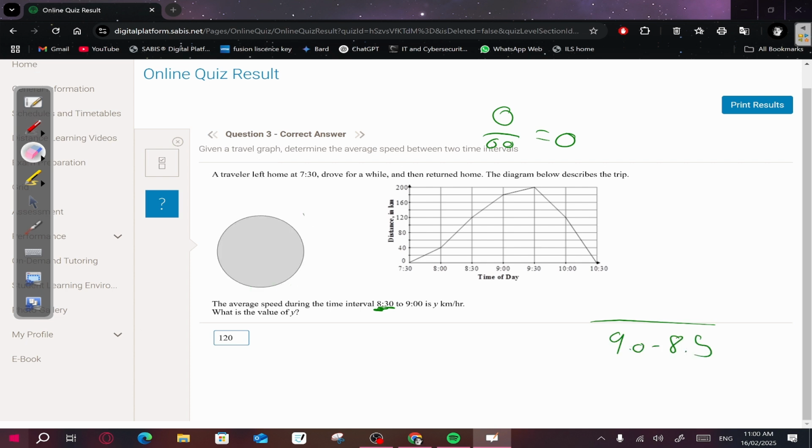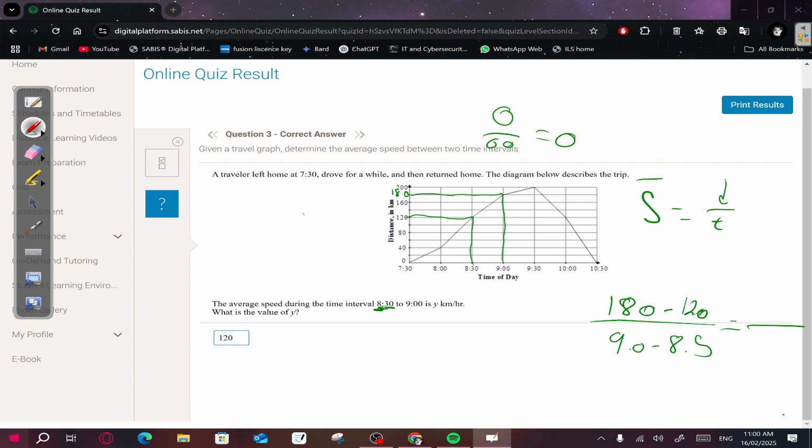They want the average speed. Remember that the average speed, S bar, is equal to distance over time. Okay, so our distance, we're gonna read it from the graph. At 9 o'clock, let's trace it here, 180. So 180 minus, at 8:30, it's 120. So this equals 180 minus 120 over 9 minus 8.5. This equals 120 kilometers an hour. This is your final answer.